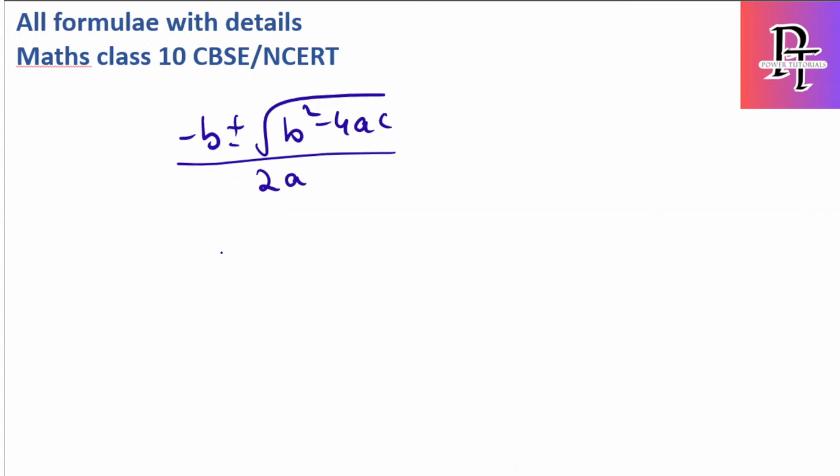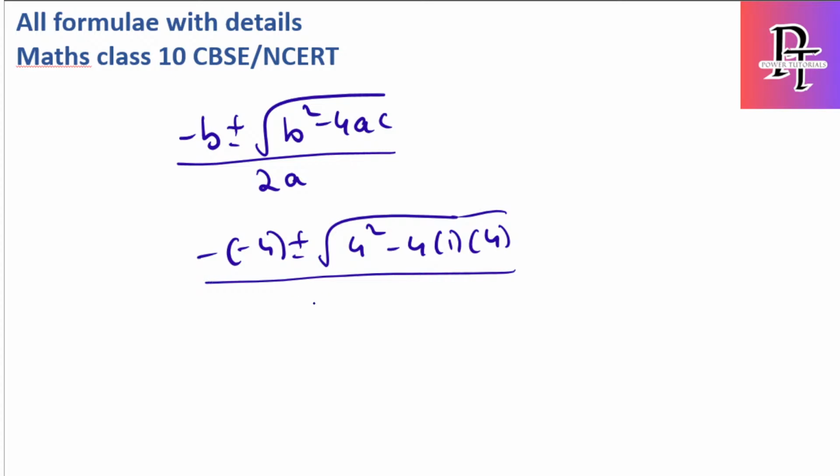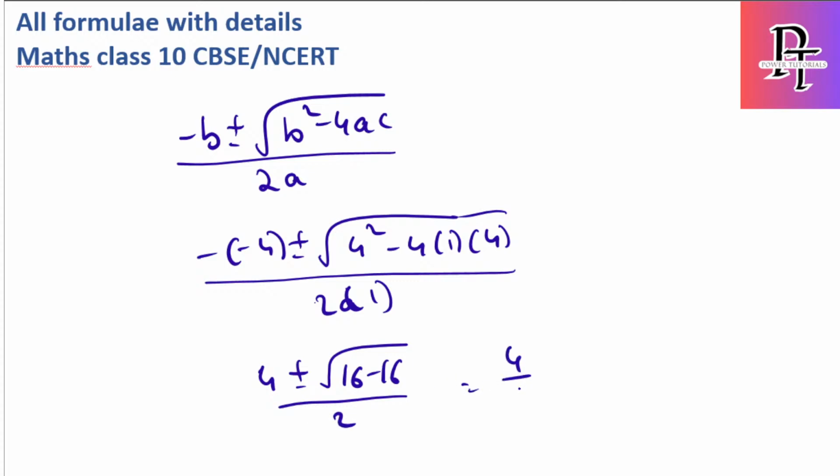So minus of minus 4 plus or minus root of 4 square minus 4 into 1 into 4 by 2a. So it becomes minus into minus plus 4. So a value is 1. So 4 plus or minus root of 16 minus 16 by 2, which is equal to... 16 minus 16 is 0. So 4 by 2 is nothing but 2. So the only value which you have is 2.